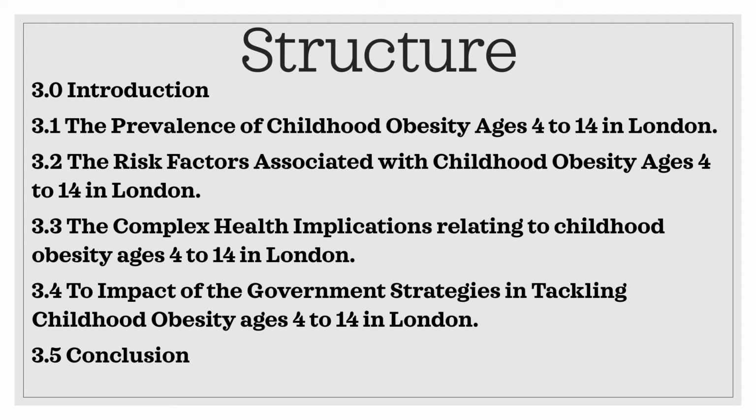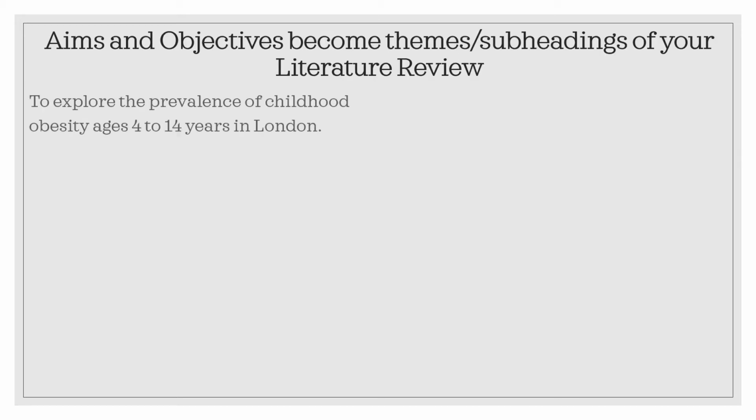This should broadly resemble what chapter 3, your literature review, will look like. You'll start with a mini introduction and you'll go through a number of themes. How do we get these themes or subheadings? First of all, the themes or subheadings are derived from your objectives.